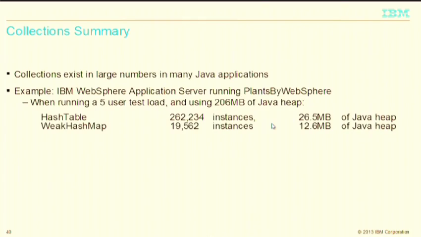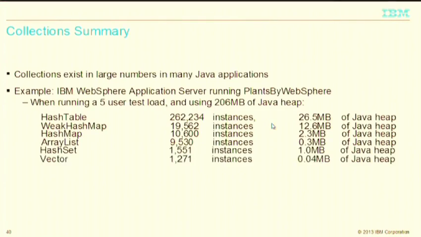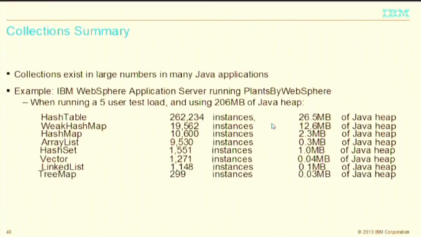Next, we found that there were 20,500 instances of WeakHashMap, and that was totaling an overhead of 12.6 meg. There were 10,500 HashMaps, 9,500 ArrayLists, 1,500 HashSets, 1,250 Vectors, over 1,000 LinkedLists, 299 TreeMaps, and a grand total of 306,000 collections on the Java heap with a total overhead of 42.9 meg.